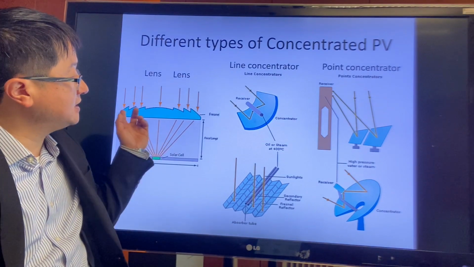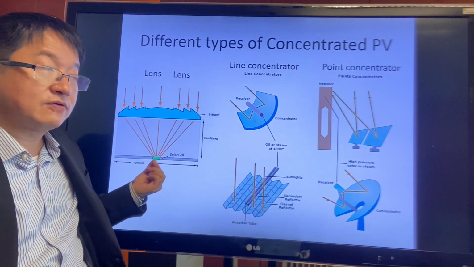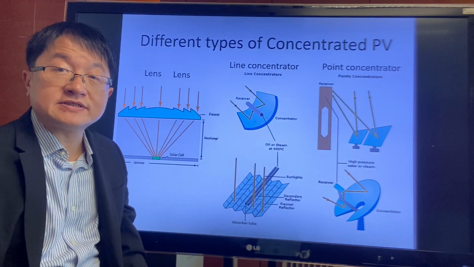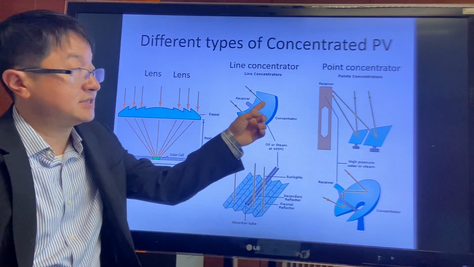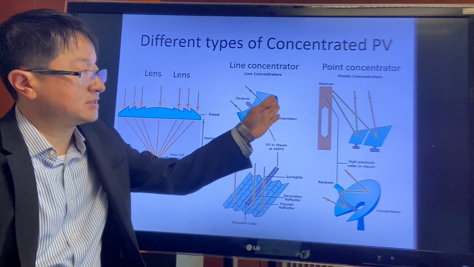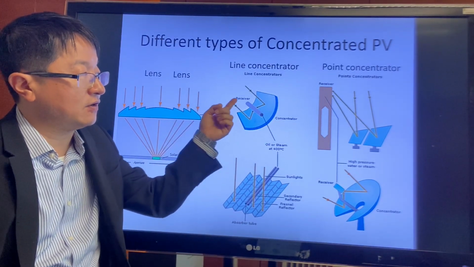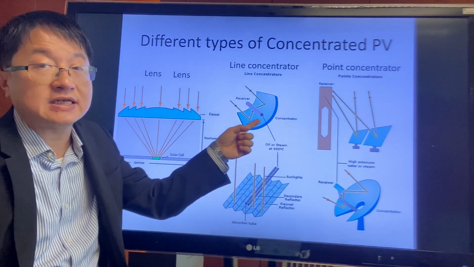We may use either a glass lens to reflect the sunlight to a focal point, and we install the solar cells here. Or we may also use different types of concentrator. In this diagram, this is a line concentrator. So this is a cylinder curve. So the light wave will reflect on this line, and we can install the receiver along this line.